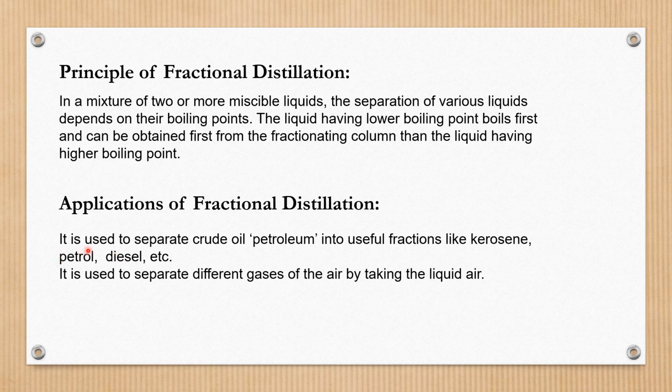Now we see the applications of fractional distillation. Fractional distillation is used to separate crude oil or petroleum into useful fractions like kerosene, petrol, diesel, etc. Petroleum or crude oil contains kerosene, petrol, diesel, natural gas. We can separate these fractions from petroleum or crude oil by using fractional distillation. Another important application is that it is used to separate the different gases of the air by taking liquid air. That method we will study in the next class.